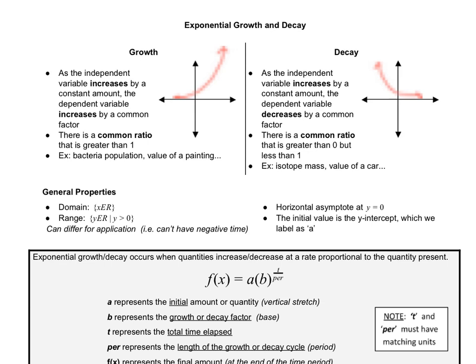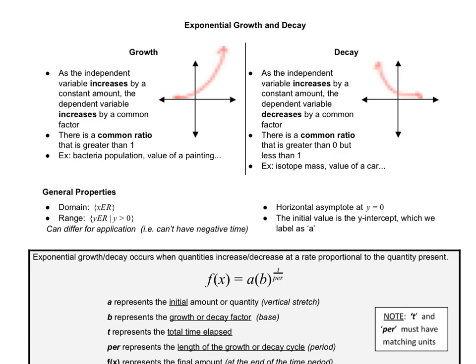And for both of these scenarios, the domain and range is the same, where the domain is x is an element of all real numbers and the range is y is an element of all real numbers, but y is greater than 0. And that's because we have that horizontal asymptote at y equals 0. Now, these domain and ranges can change for application because you can't have negative time. Now, the initial value we know is the y-intercept, which in an exponential function we can label as a.